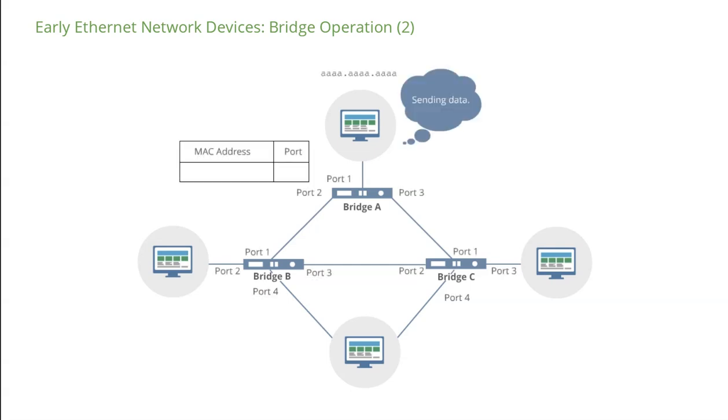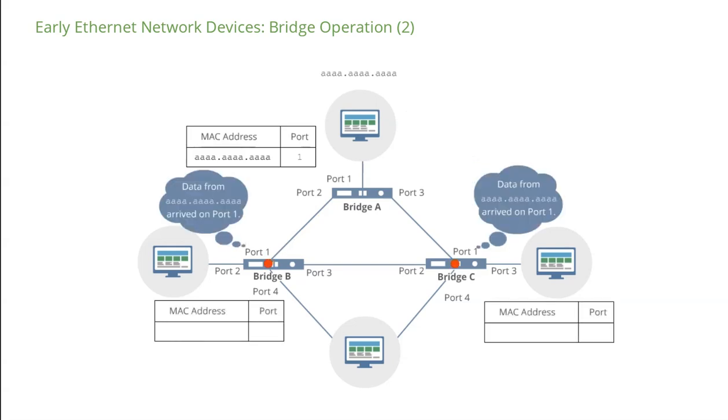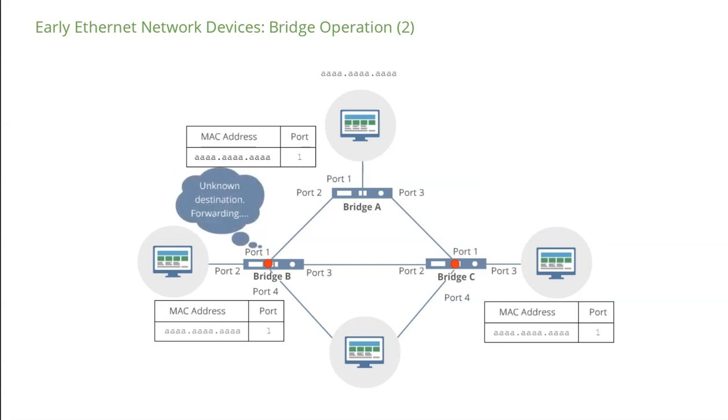When a bridge receives a frame, it updates its MAC address table with the source MAC address. If it doesn't have the destination MAC address in its table, it floods the frame out every other port. In this case, both bridge B and bridge C receive the frame and update their MAC address tables. Bridge B doesn't have the destination in its table, so it forwards the frame out all ports.